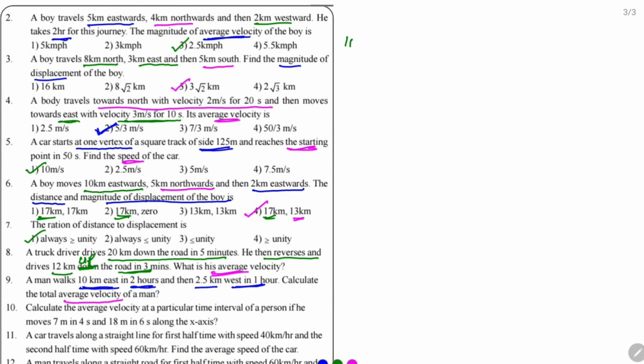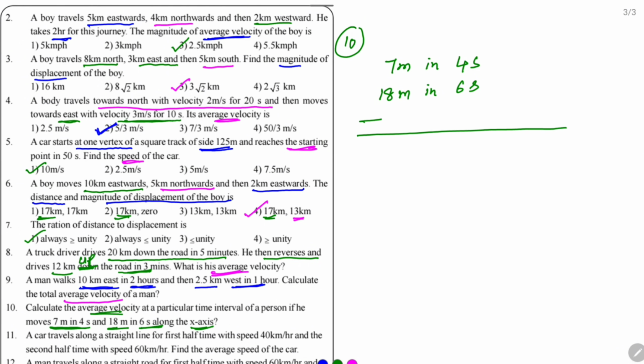Now question number 10. Calculate the average velocity at a particular time interval of a person if he moves 7 meters in 4 seconds and 18 meters in 6 seconds along the x-axis. So he is moving in a straight line, simple, he is moving in a straight line in this way, right. So we have to calculate average velocity.